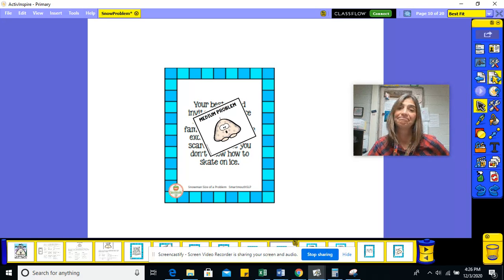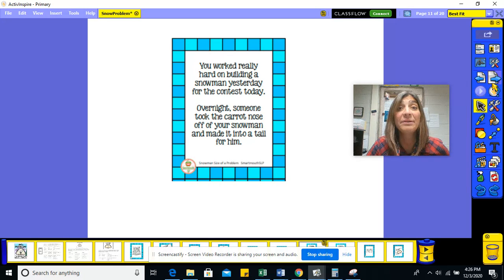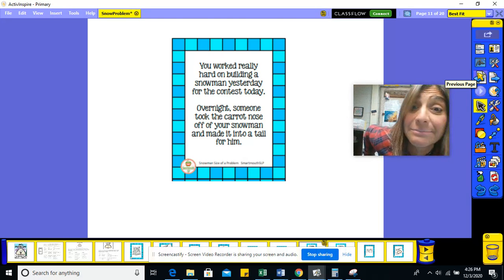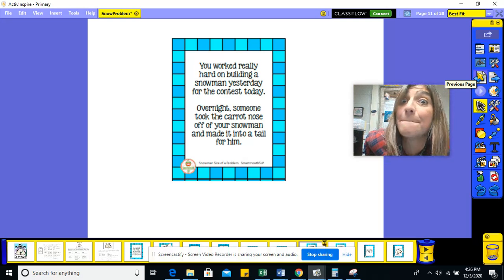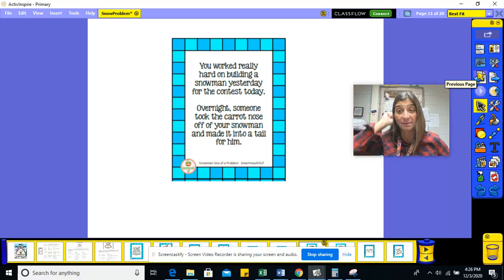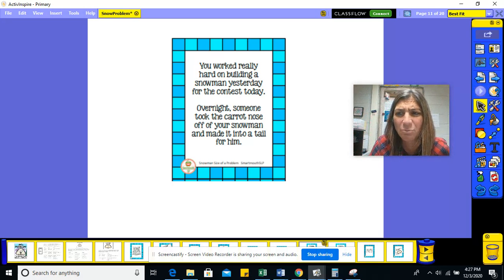Whatever you think. You worked really hard on building a snowman yesterday for the contest today. Overnight, someone took the carrot nose off your snowman and put it on his bottom and made it a tail. Pretty obnoxious and rude of somebody to do. But what do you think?